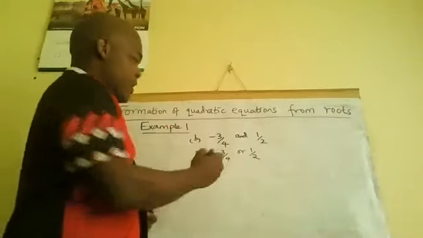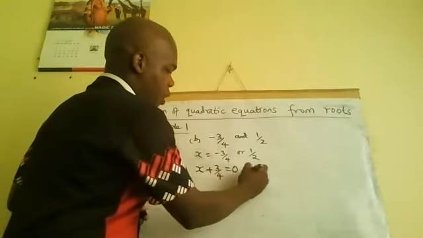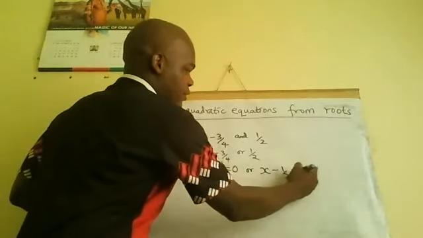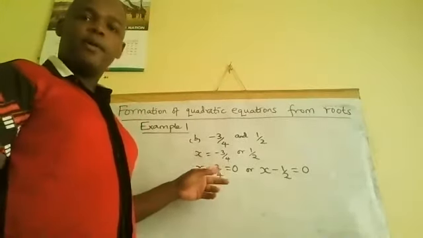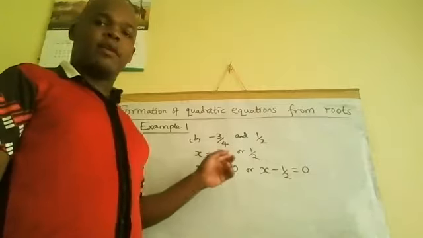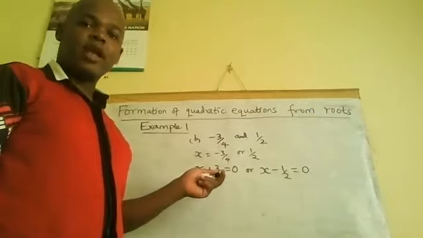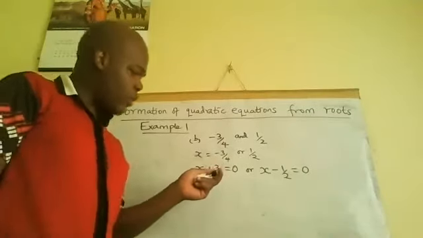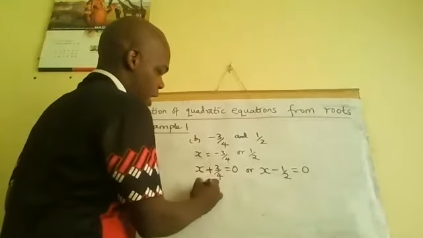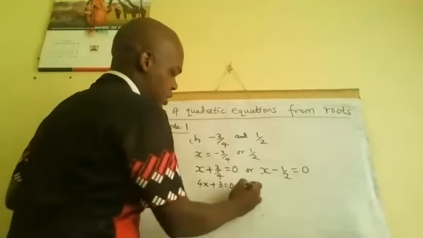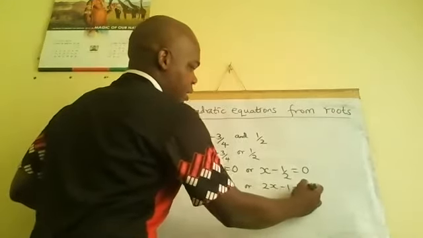So this means that we have x plus 3/4 equals 0, or x minus a half equals 0. Remember, when you cross the equal sign, minus changes to plus and so on. So what do we do in this case? I don't need this fraction, so I multiply through by 4. I'll be having 4x plus 3 equals 0, or here I multiply by 2 and I get 2x minus 1 equals 0.